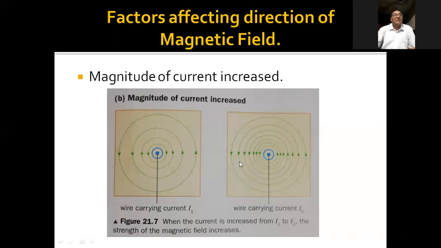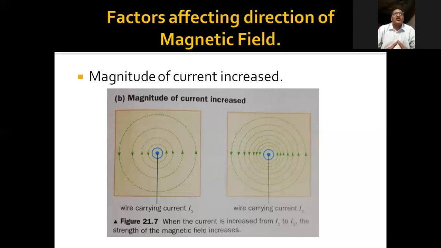But there is a difference in these two diagrams. Here you can see the amount of current is smaller. When the amount of current is smaller, the distance between the magnetic lines is larger. That means the magnetic field around it is weak. In the same conductor, when I increase the amount of current flowing through it, the magnetic field lines are still concentric circles, but now they are very close to each other. This shows that the magnetic field has become stronger.